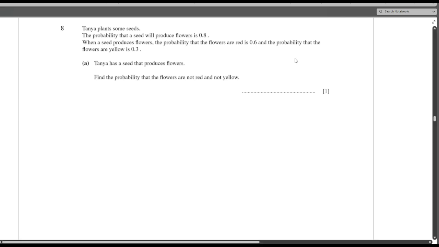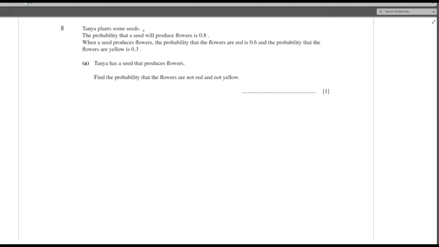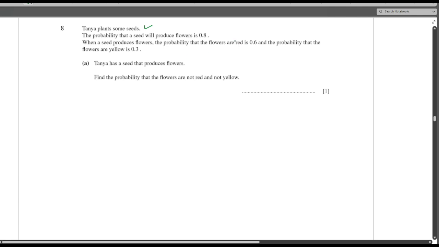Okay, so let me do this using a tree diagram method. Now Tanya plants some seeds. The probability that a seed will produce a flower is 0.8. So producing a flower, its possibility is 0.8. So producing no flower, it is going to be 0.2.